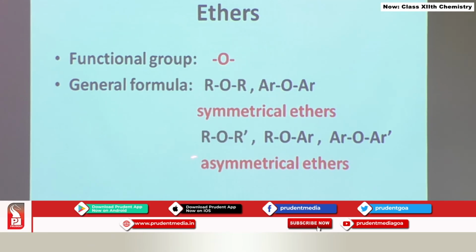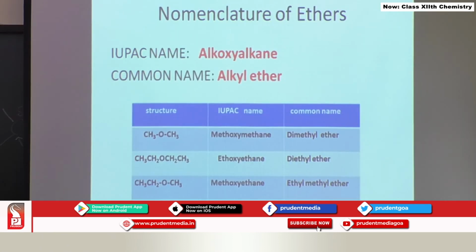On the other hand, in this category, the alkyl groups on either side of the ethereal oxygen are different, or the aryl groups are different, or one can be aryl and one can be alkyl. All these will be called asymmetric ethers. Let us look at the nomenclature of ethers, how they are named. The IUPAC name of an ether is alkoxyalkane and the common name is alkyl ether.